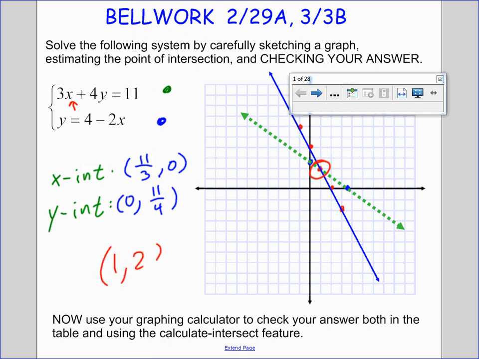In the first one, 3 times 1 is 3, plus 4 times 2 is 8. Does 3 plus 8 equal 11? Yeah, so the first one checks out. And does 2 equal 4 minus 2 times 1? 4 minus 2 times 1 will be 4 minus 2. Yes, 2 equals 2. So we've got both of those checked out, and I can box it.